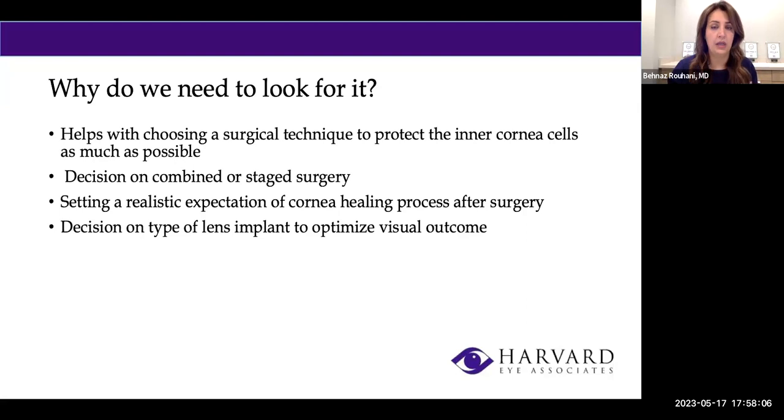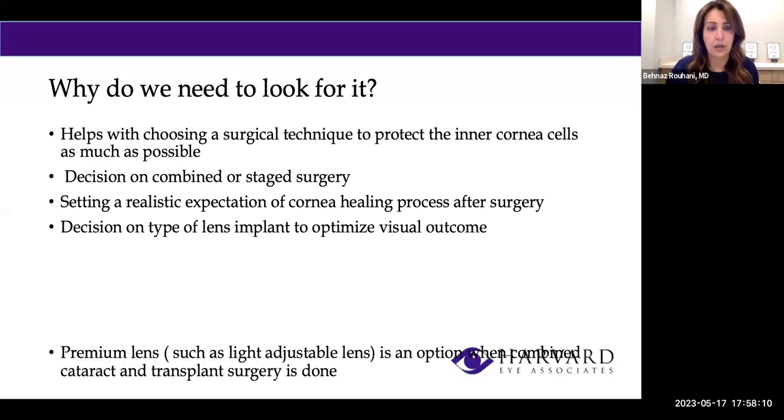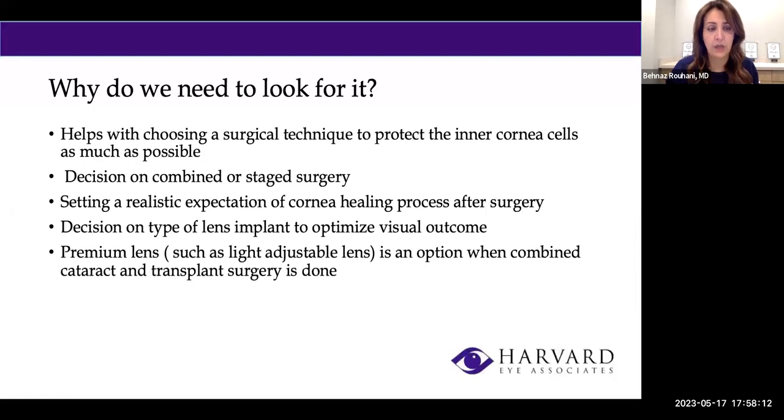Otherwise, we need to go back and remove them and put in a very straightforward, standard lens implantation. Premium lenses such as the light adjustable lens, however, are an option. The light adjustable lens is an option when combined cataract and transplant surgery is done.